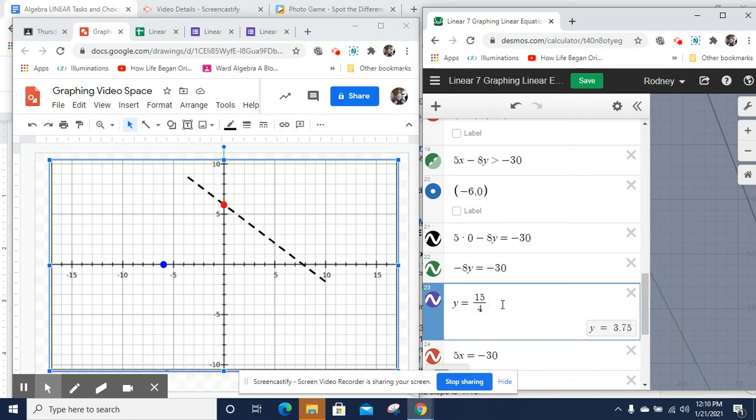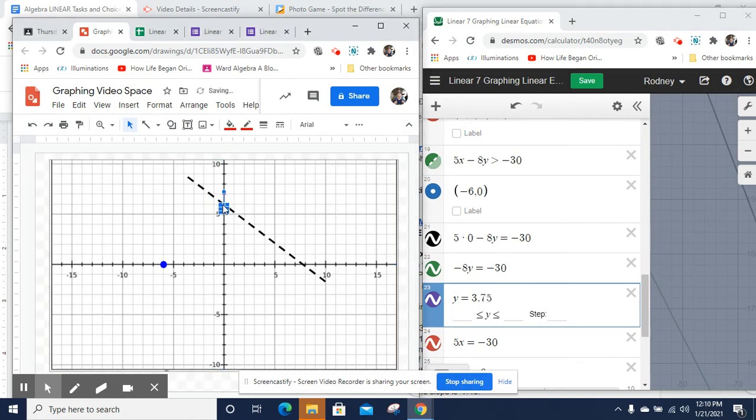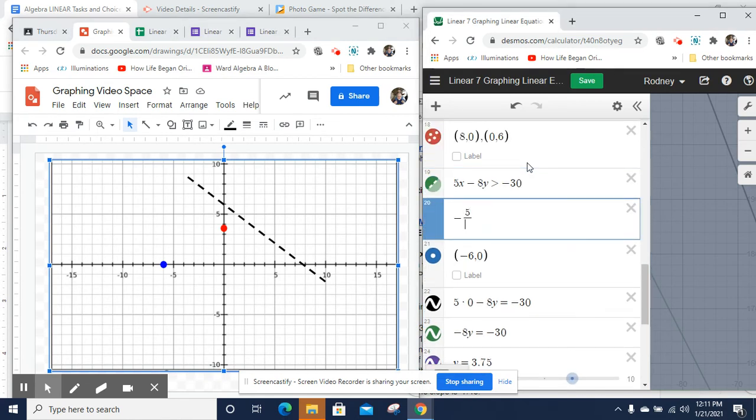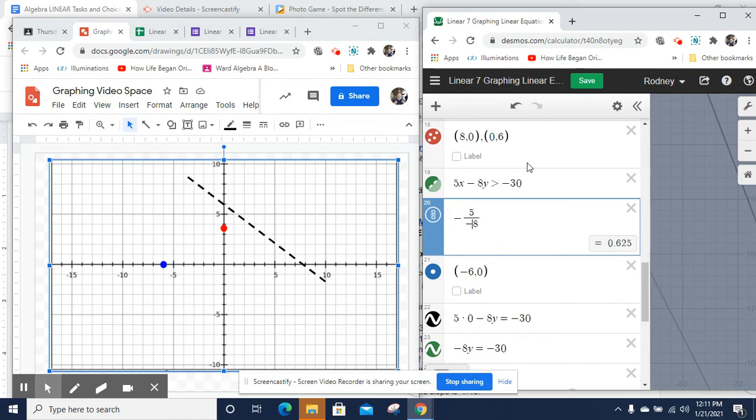So it's 3 3/4, 3.75. So we could kind of graph it, you know, y-intercept at a little less than 4. So maybe that would work. But we can find more precise points by using the slope. So the slope of this is going to be negative a over b, and a is 5 and b is negative 8. So we can find the slope as negative 5 over negative 8. And since they're both negative, that means the slope is 5/8.